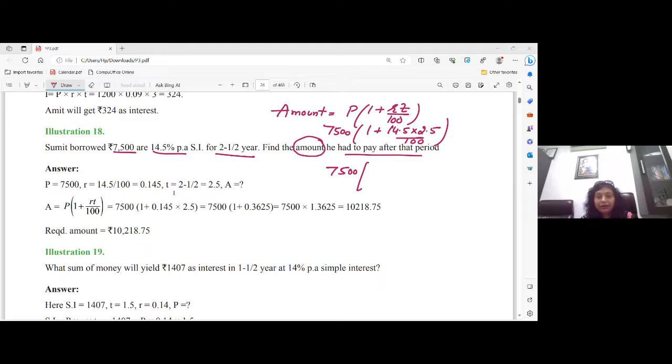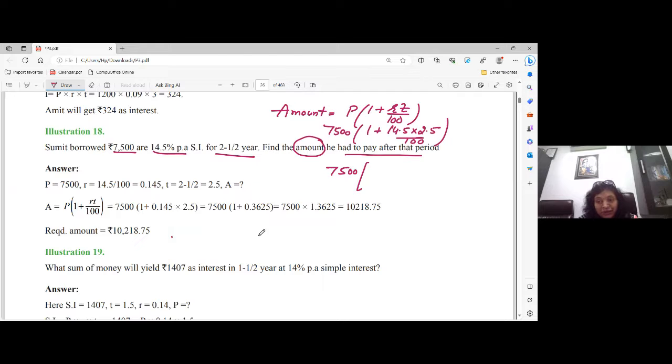So we can take the help of this calculator. We have been given 14.5 into 2.5 divided by 100. Then plus 1 and into 7500. So this is my amount, 10,218.75. So this is the direct formula to find out the amount.